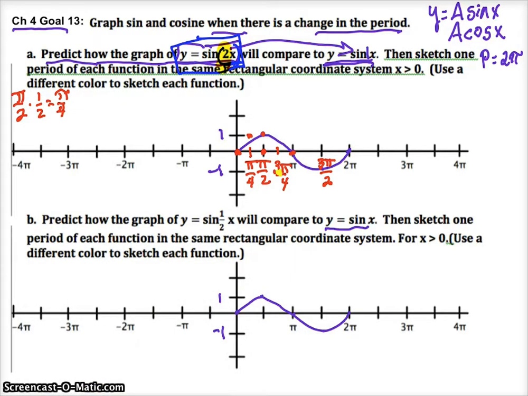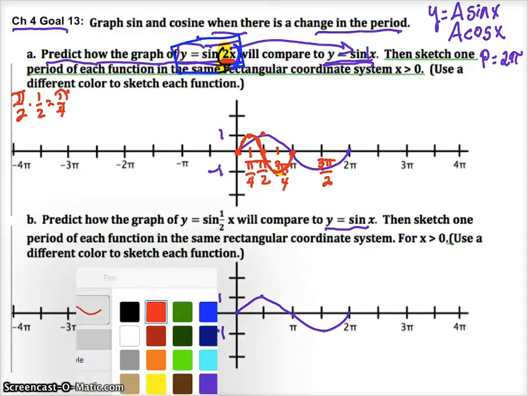So we see that our function has shrunk significantly when x is being multiplied by 2. The original period of this function was 2 pi radians.